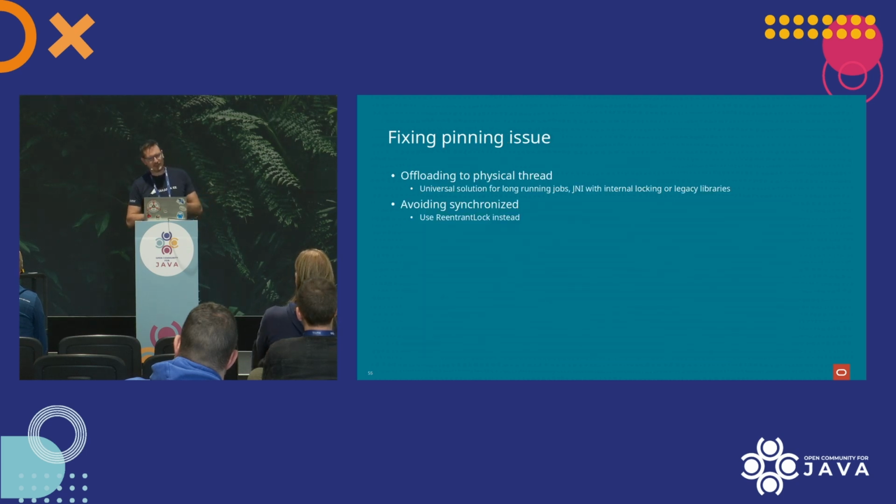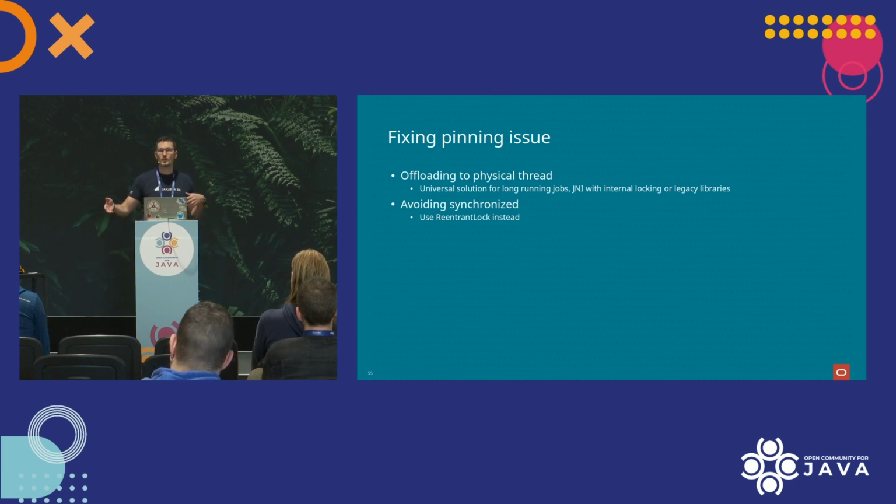And the ultimate solution for fixing the pinning issue is offloading to a physical thread. Again, there is a cost to performance in that. But there are cases when you just don't have any choice. There are libraries which nobody will make virtual thread friendly. There are some JNI calls into some native code. There are mutexes inside and stuff like that. So sometimes there is no other way.